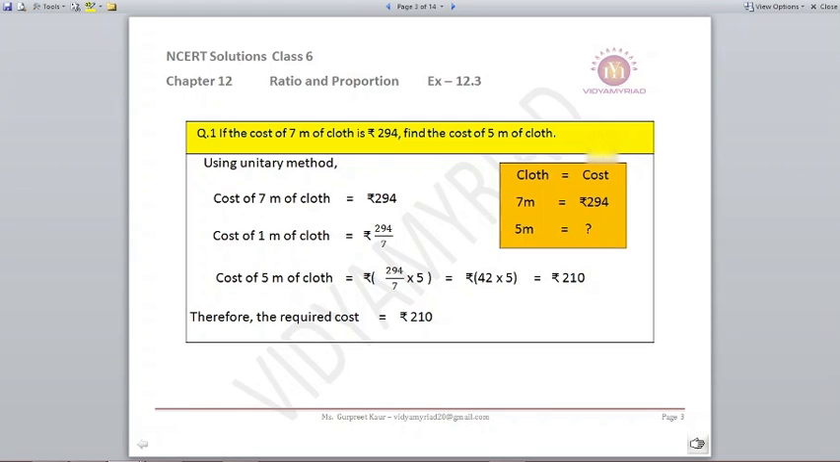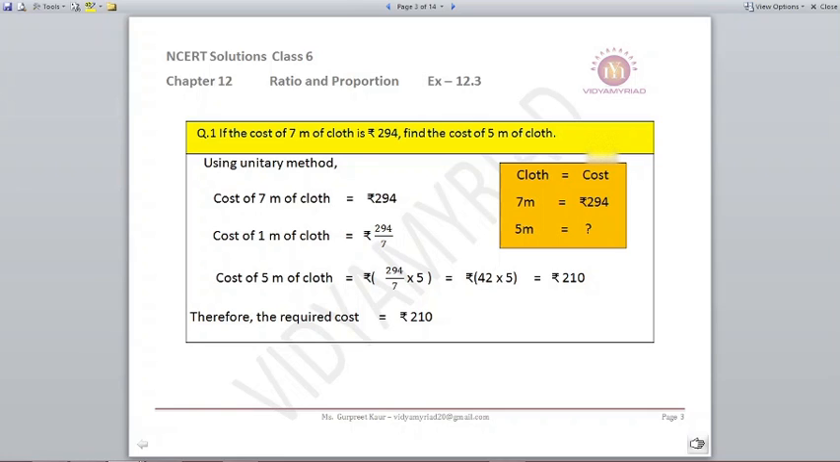Question number 1. If the cost of 7 meters of cloth is rupees 294, find the cost of 5 meters of cloth. Now what are we given and what do we have to find out? If you look at the orange box, there are two parameters to be taken care of: cloth in length, in meters, and the cost. We are given 7 meters, the cost is rupees 294. So for 5 meters we need to find out the cost. So I put a question mark.